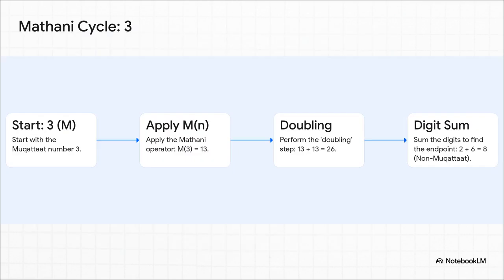Okay, so let's put this new rule to the test. Let's just follow the steps here. We'll start with our M number, 3. Step 1, apply the operator, M of 3, which gets us to 13. Then the framework has this doubling step, so 13 plus 13 gives us 26. And for the final step, we sum the digits. 2 plus 6 equals 8. And boom! Just like that, we've followed a clear, repeatable process to turn an M number into a non-M number.